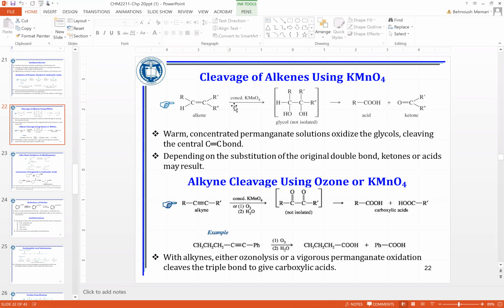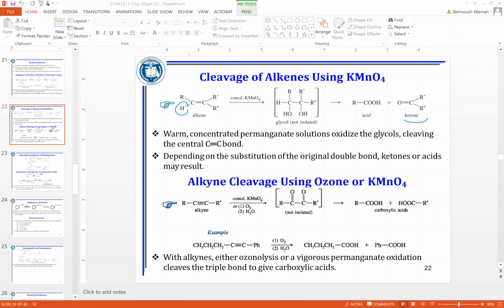Now, if you are using hot permanganate and you don't have hydrogen attached to the carbon carrying the double bond, it is not going to go to carboxylic acid. It will change to ketone. So you have to be careful which alkene you are using.